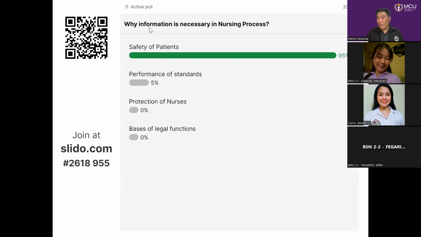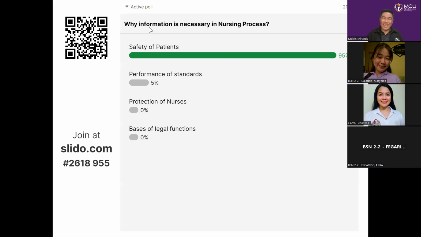Kasi the exchange of information matters when we are considering the needs kasi, and that prioritization of needs is very relevant. Thank you so much. I will acknowledge naman the response of Ms. Conwy. Napili ko po din is yung safety of patient kasi po like example, pag nag-assess po tayo kay patient, kunin po natin yung identity and client's health status.